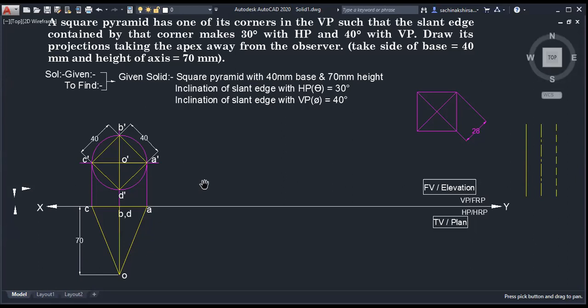So how to give inclination? Who will tell now? Take a random point, draw a line at 40 degree and mark on that A O dash. Mark it.